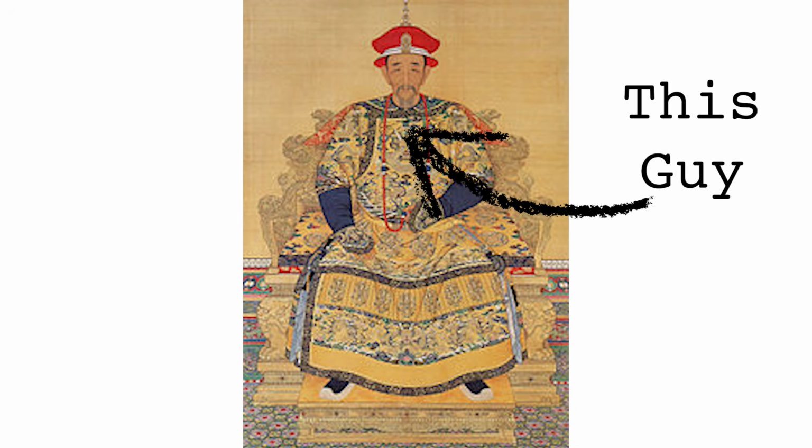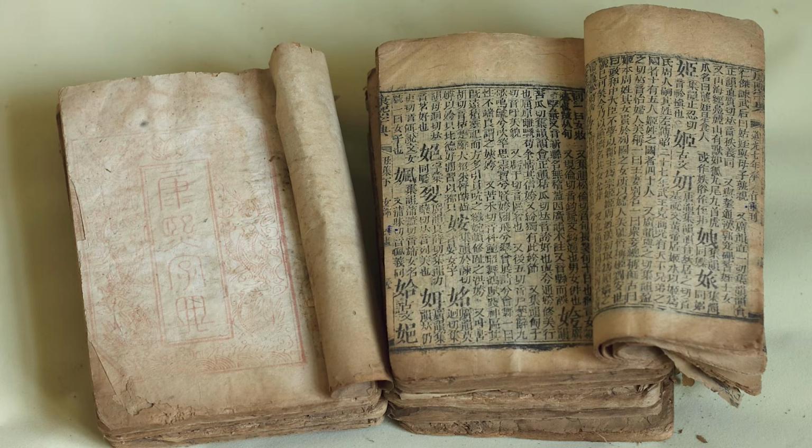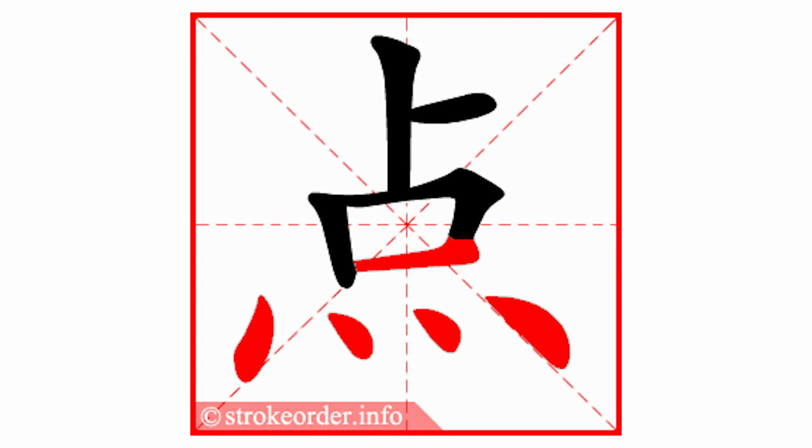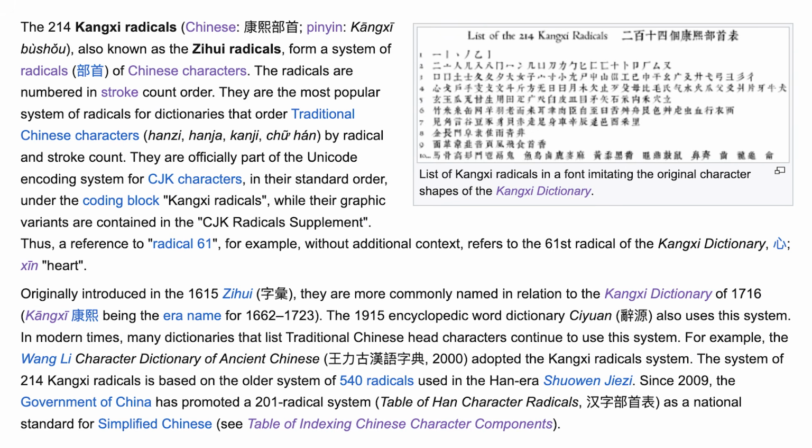These base components are called radicals, and what's considered a radical is mostly arbitrary. In 1716, under the direction of the Kangxi Emperor, the Kangxi Dictionary was published, which defined a set of 214 radicals. Like most Chinese dictionaries, the characters within it were ordered by their radical, and then further ordered by the number of strokes needed to write the character. While this was not the first time this particular set of radicals was defined, it cemented them as the standard set to use for centuries.